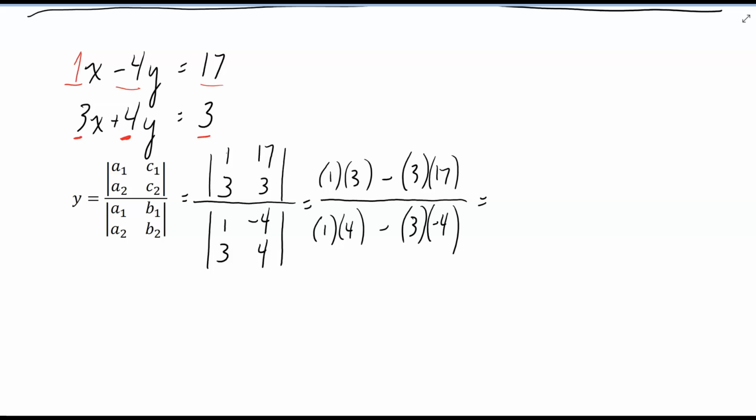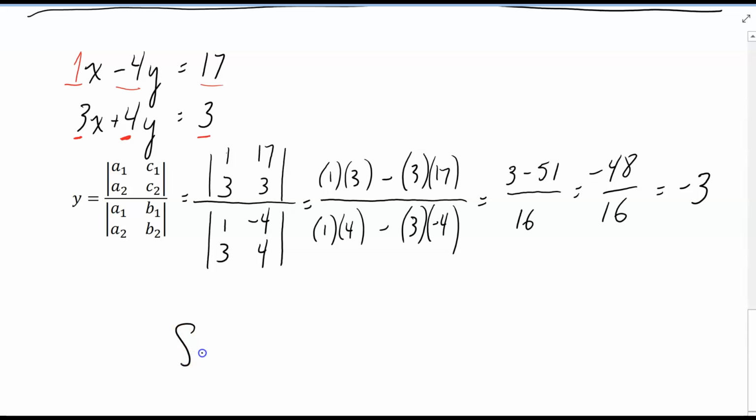All right, so up here we have 3 subtract 51, and it's going over 16. 3 subtract 51 is -48, and it's going over 16. And when we perform that division, it is -3. So that's another way that you can find the y value. So the solution is x was 5, y was -3.